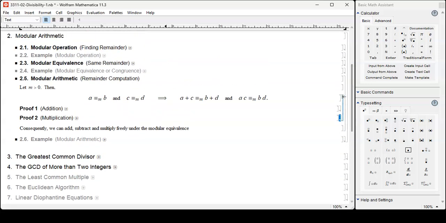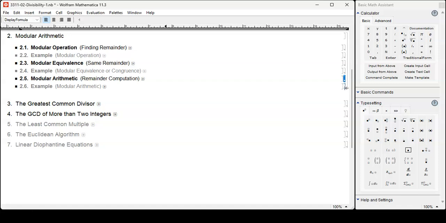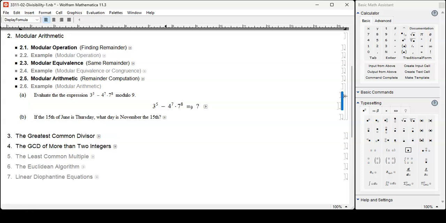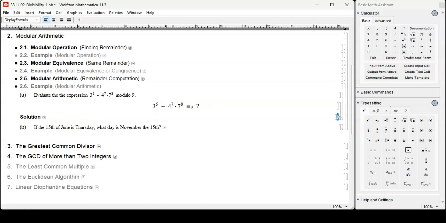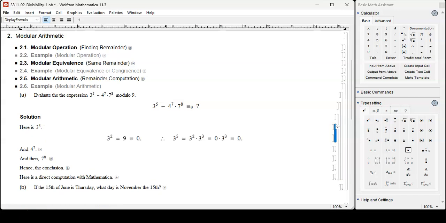Anyway, we went through these and we proved those, but far more important for you is how to use those. Basically, you can add and multiply freely. Want to see an example? I hope we have enough time for that. Let's see. 3 to the 5th power minus 4 to the 7th power times 7 to the 8th power modulo 9. Okay, all right. Let's do that computation. What is 3 to the 5th power? 3 squared is 9, so that's 0. 3 to the 5th power is 3 squared times something, so that's 0. Oh, that was simple. This entire thing is 0.